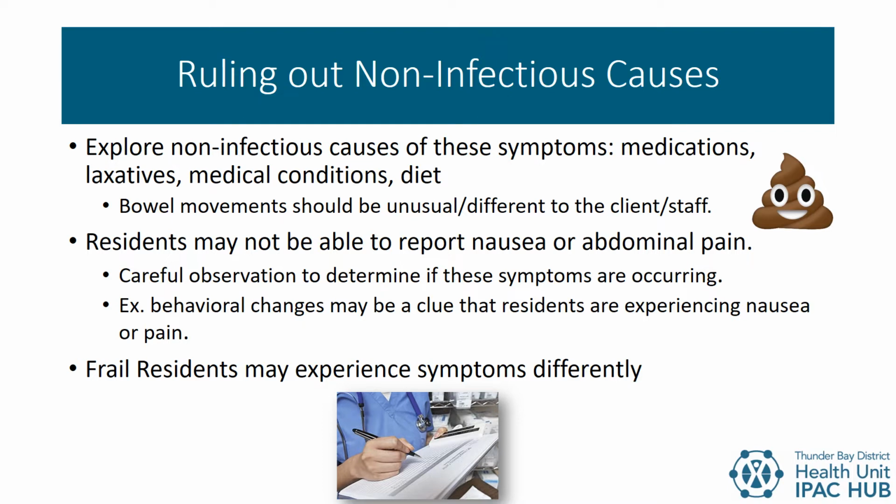Residents may not be able to report some symptoms, for example, nausea or abdominal pain. Careful observations are needed to determine if these symptoms are occurring. This could be behavioral changes in clients that aren't able to verbalize that they are experiencing any nausea or pain, for example. Frail residents with small appetites may only have 1 episode of either vomiting or diarrhea and may or may not exhibit other signs and symptoms associated with gastrointestinal illness. These residents may be considered suspect cases, and infection control measures are implemented to prevent potential transmission.